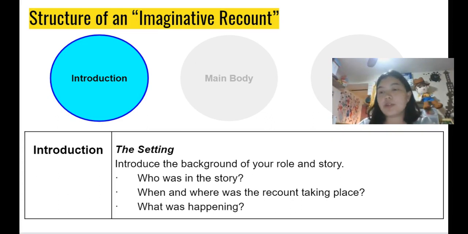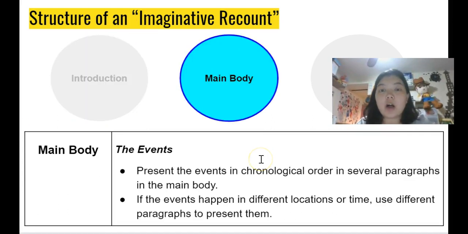When and where was the recount taking place? Where were you when this happened? Okay, and what was happening at that moment that you begin your story? So this is the introduction, the setting. After you finish giving all this background information, then you can start telling the events as the main body.